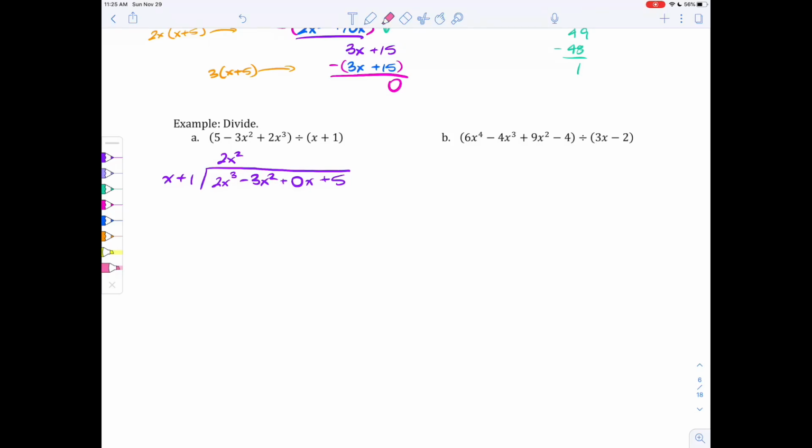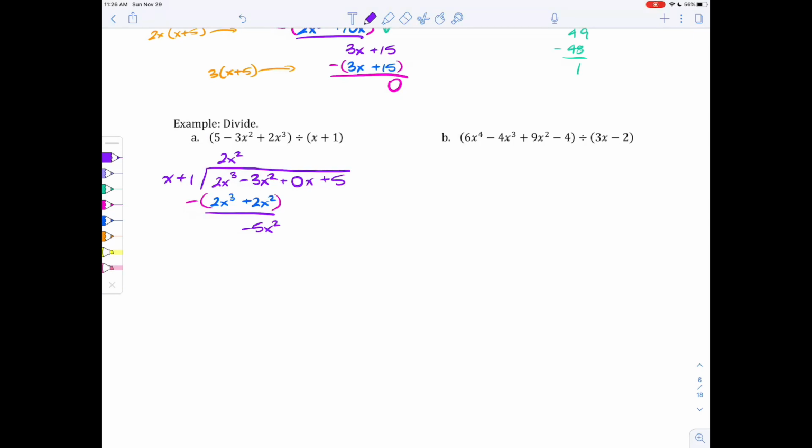For multiplying, I'm taking this 2x squared and multiplying it by the entirety of this x plus 1. So 2x squared times x gives me 2x cubed. 2x squared times 1 gives me 2x squared. Then I will be subtracting this thing. And what that gets me, well, 2x cubed minus 2x cubed is nothing. Negative 3x squared minus 2x squared is negative 5x squared. So that step is done.